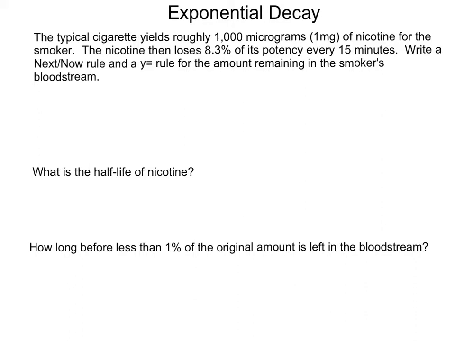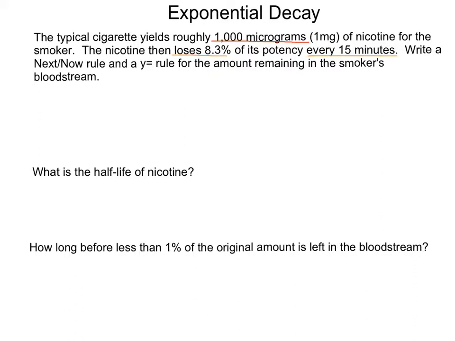A typical cigarette yields roughly 1,000 micrograms of nicotine for the smoker. This problem is counting in micrograms, mostly because if we did milligrams, we would have lots and lots of decimals. So a microgram is a millionth of a gram. It's 1,000 milligrams. And then the nicotine loses 8.3% of its potency every 15 minutes.